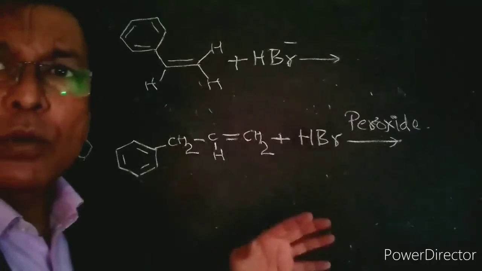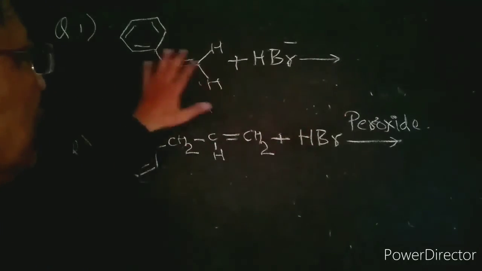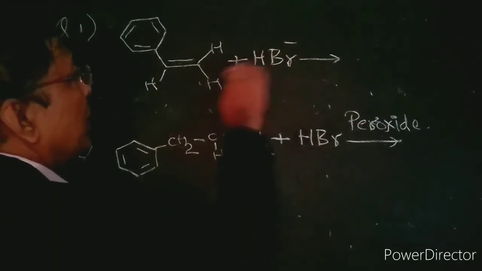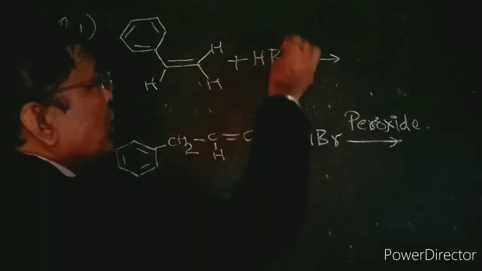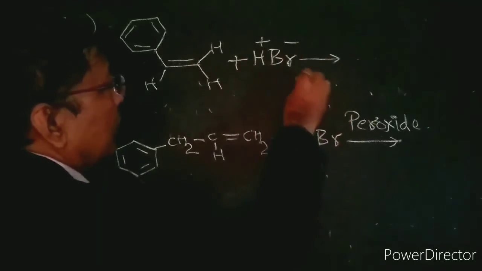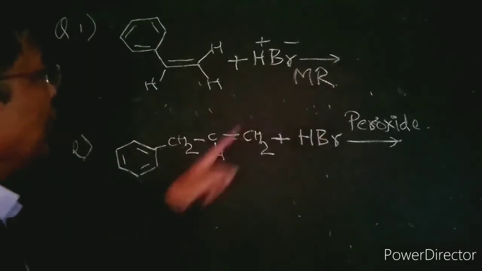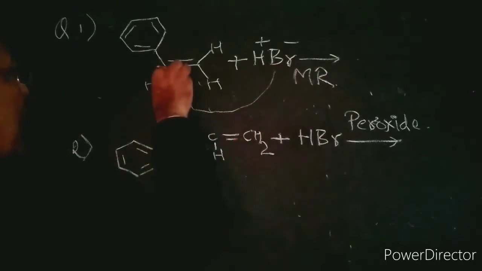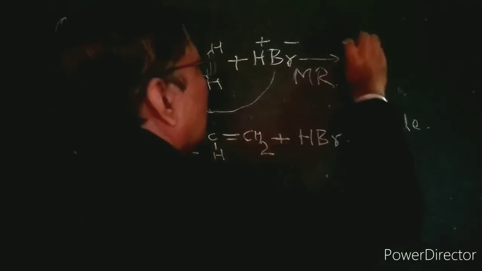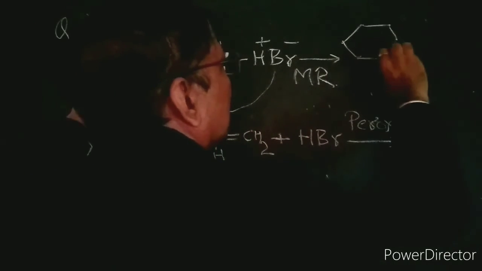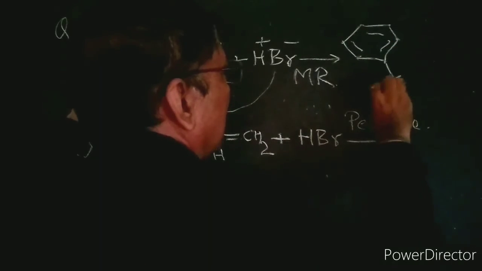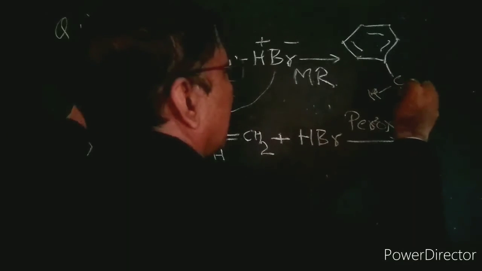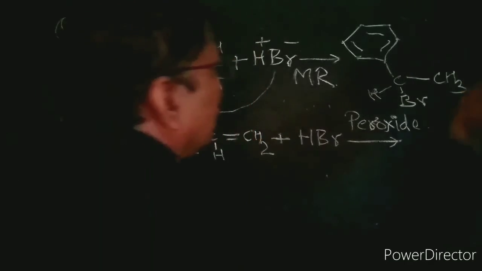Let us solve two questions. What is the product in this reaction? If you see here, there is a double bond and here HBr is given. Therefore, the reaction takes place according to Markovnikov's rule. The negative part will go to that carbon which carries a smaller number of hydrogen atoms. So, we get a product like this, H and here Br, hydrogen goes to this carbon atom. So this is the product.